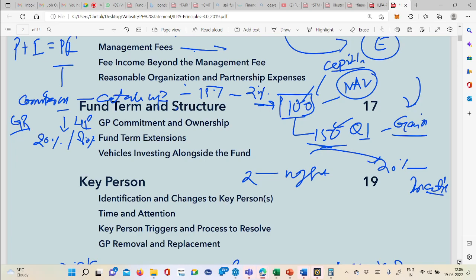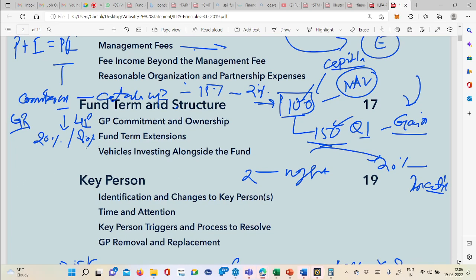Fund terms and extension, because every agreement carries a fixed term: five years, two years, three years. So a partnership means that the agreement will expire certainly someday. And that's what we call a limited liability partnership or limited partnership. So the partnership is for a limited duration, and that duration we call the fund term.